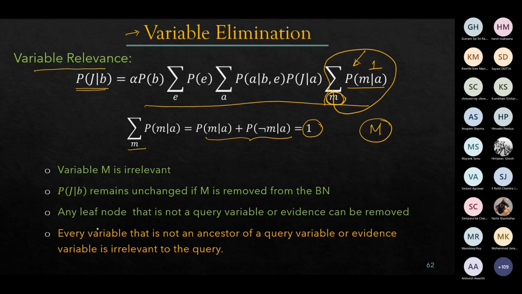And as a matter of fact, any leaf variable that is not a query variable or an evidence variable can be safely removed without any effect on the computation. And if we go further, every variable that is not an ancestor of a query or an evidence variable is irrelevant to the query. So even if it is not a leaf node, every variable that is not an ancestor of an evidence node or a query node can be safely removed because it will also become irrelevant.